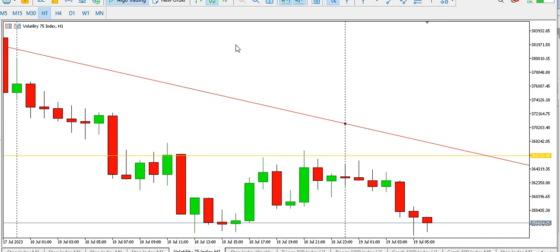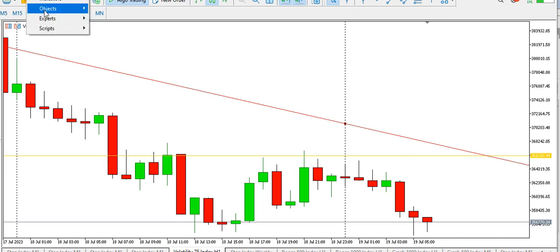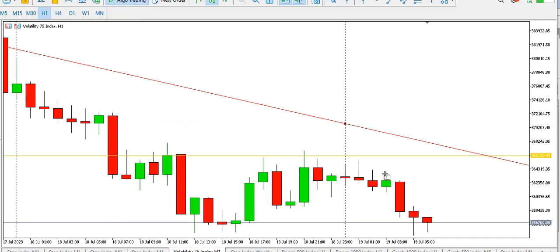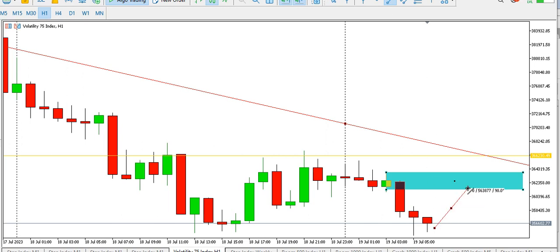But on the same 1-hour time frame, we have this particular order block, which might serve as supply to price. So if price is going to rise, it might get to this point and continue to range downwards.